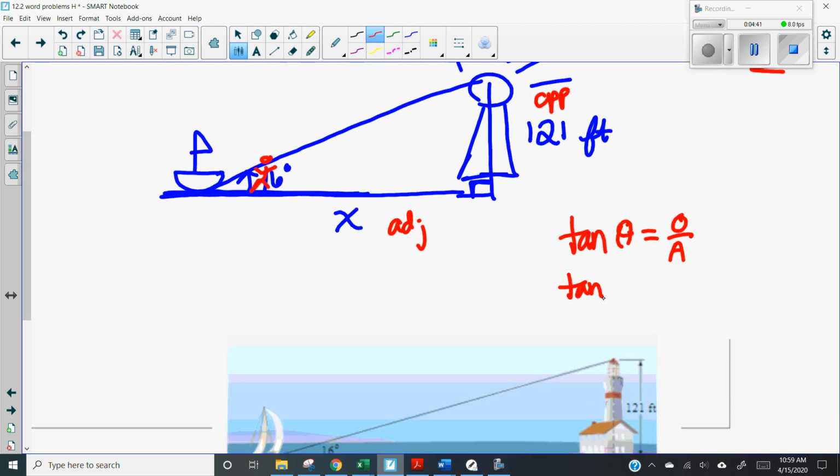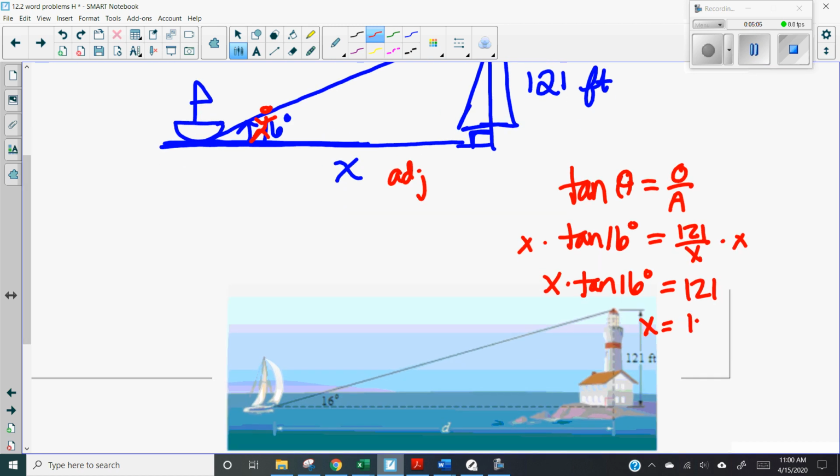Tangent of, we have the angle this time, no inverse trig functions in this case, is, let's see, 121 over x. Now this is the one that takes an extra step to solve for x because you have to multiply both sides by x first. So x times tangent of 16 degrees is 121 feet. So in the calculator, we're putting 121 divided by tangent of 16 degrees. It should be about 422 feet away.